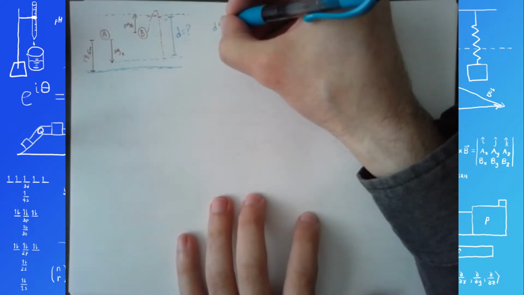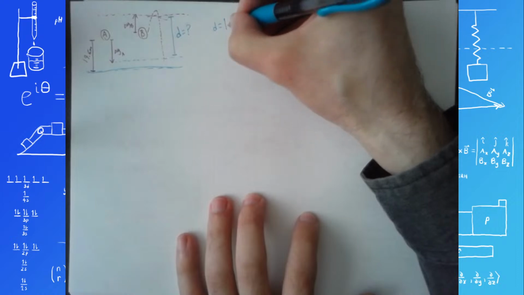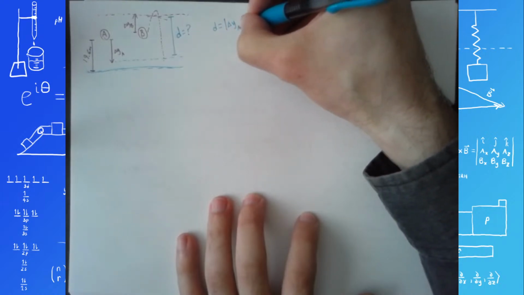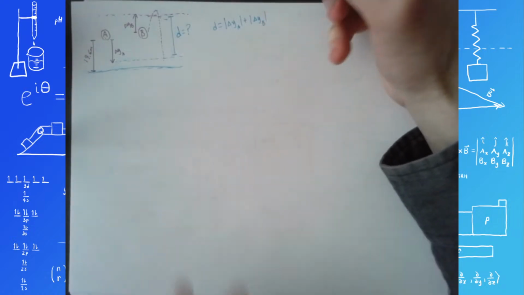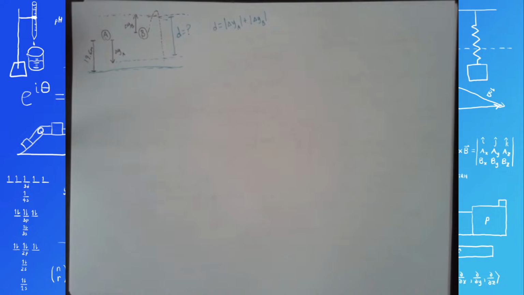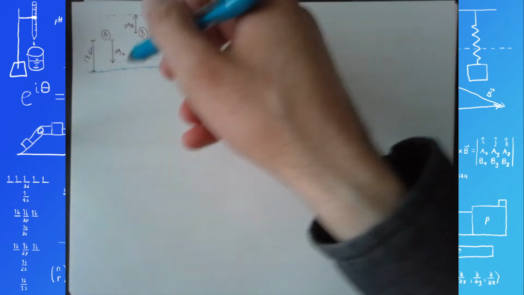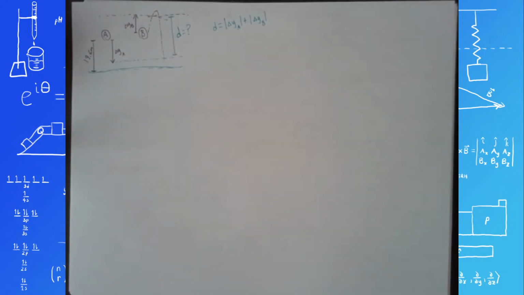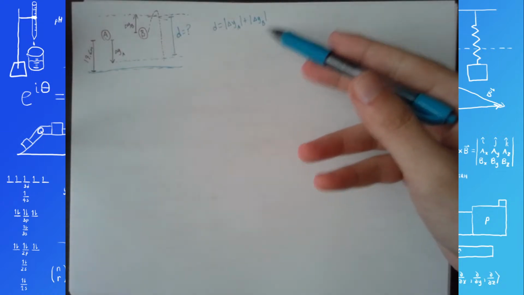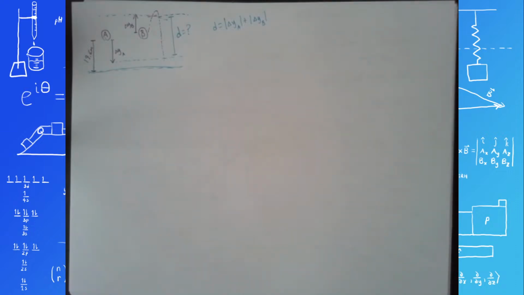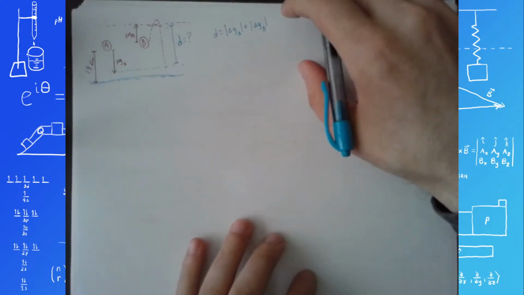Or if you don't like that logic, you can say D is equal to magnitude of delta YA plus magnitude of delta YB. Magnitude of delta YA is just going to be the negative of delta YA since it's a negative to begin with. And delta YB, its magnitude is just delta YB itself because it's already positive. It doesn't need to be negated. So now that we have that, just use the second equation of kinematics and you should be good to go.